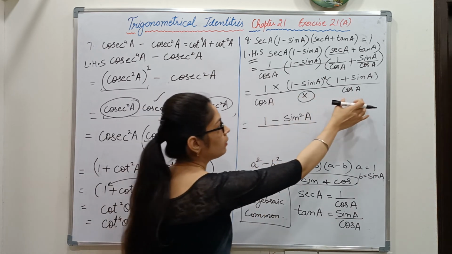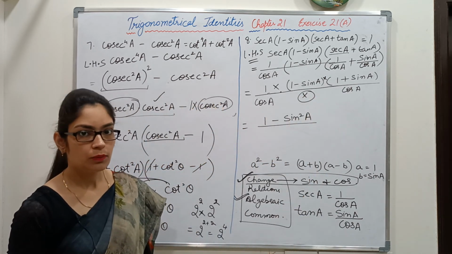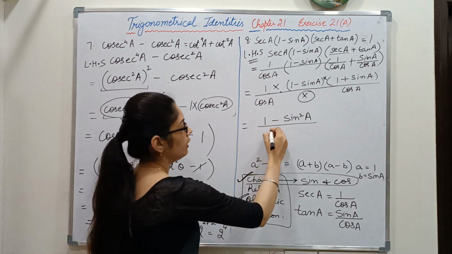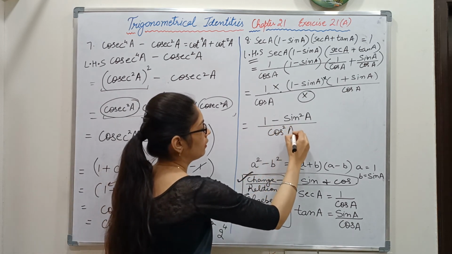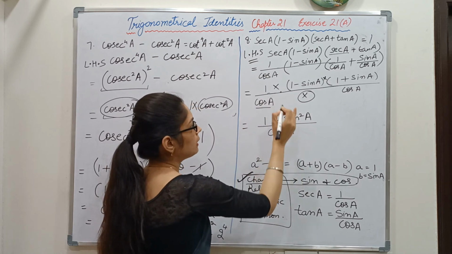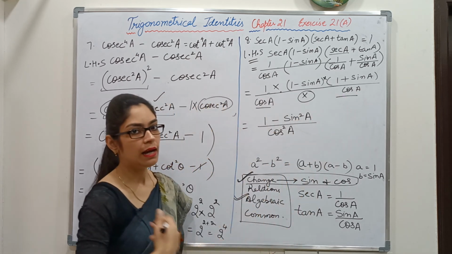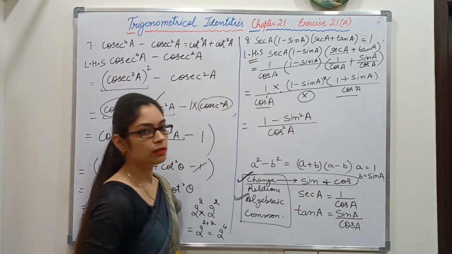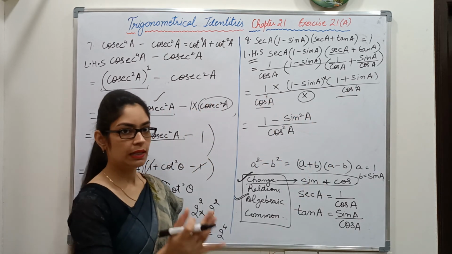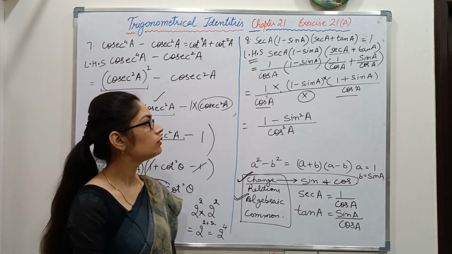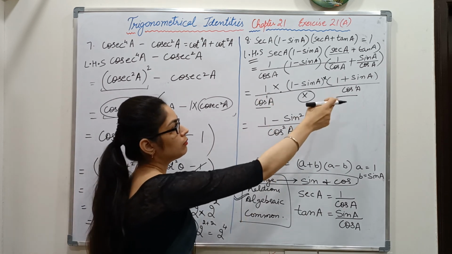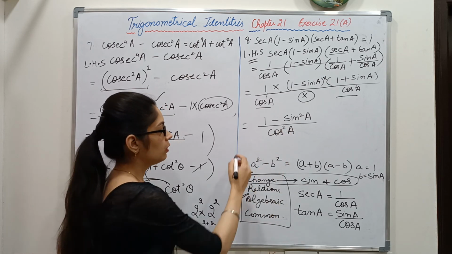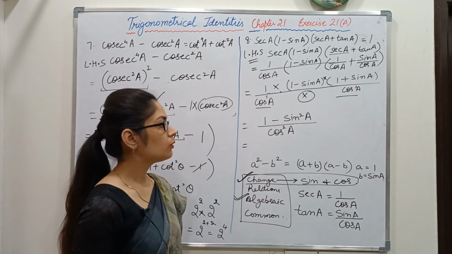Now cos A into cos A becomes cos square A, because when bases are the same and they are getting multiplied, powers we have to add. In exponents we have already learned this, so the same concept applies here. 1 power plus 1 power becomes 2. And the other side is 1 minus sine square A.